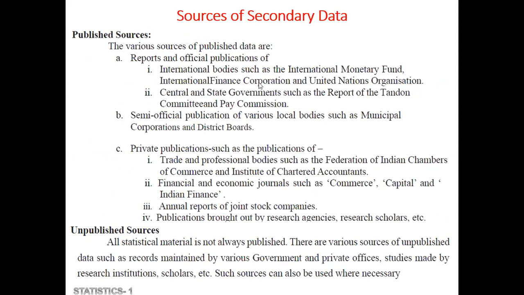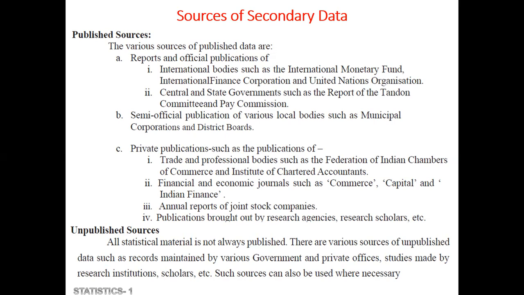So next, coming to the sources of secondary data. These are the sources of secondary data. Published sources can be reports and official publications of international bodies such as the IMF, IFC, that is International Finance Corporation, UNO or United Nations Organization, and central and state governments, such as reports of the Tandon Committee and the Pay Commission committees, something like that.